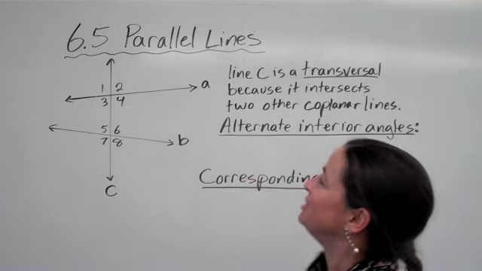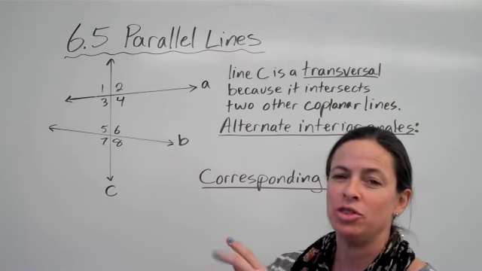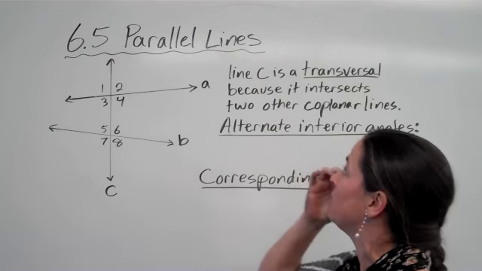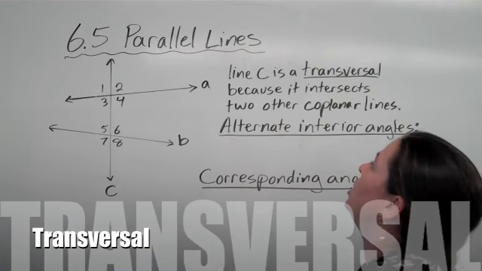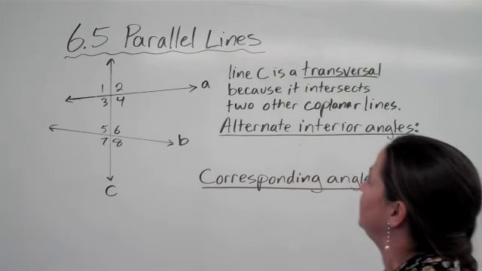Thanks, guys. You are correct. A and B are not parallel in this. If they were parallel, there would be some sort of notation that would say, hey, line A and line B are parallel. But we do know that line C is what we call a transversal because it intersects two other coplanar lines because these are all on a plane.